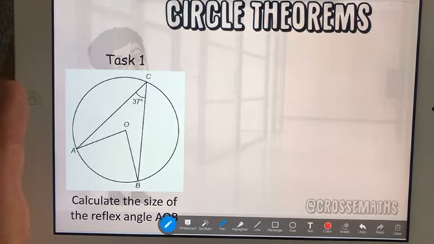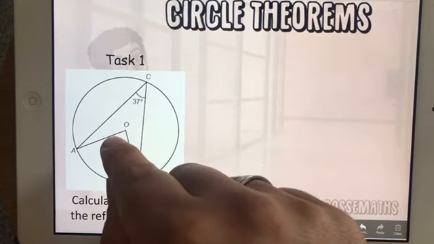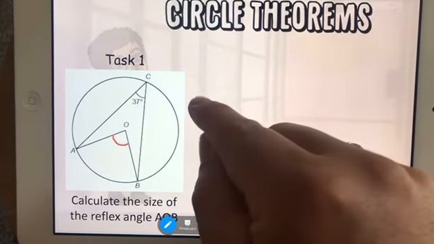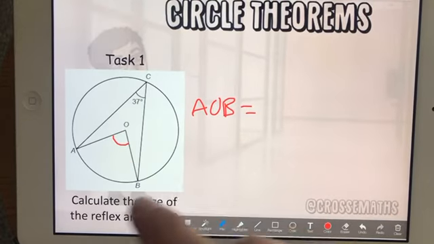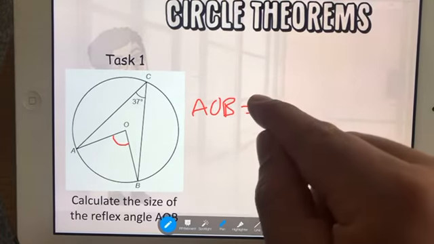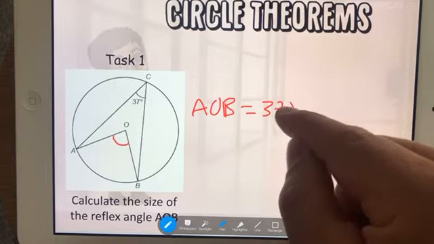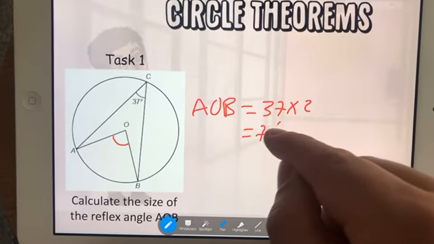Right then, guys, so going through this one quite quickly, okay? Reflex angle AOB. The one I can work out quite quickly is the normal angle AOB. That's easy, okay? That's the angle at the centre is double the angle at the edge. So that one by there would have to be 37 times by 2 to give us 74.